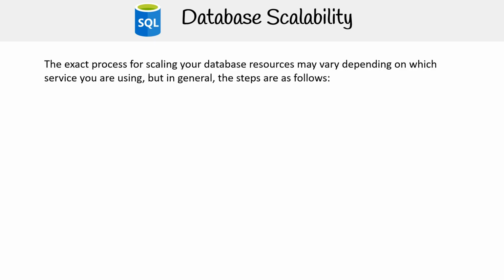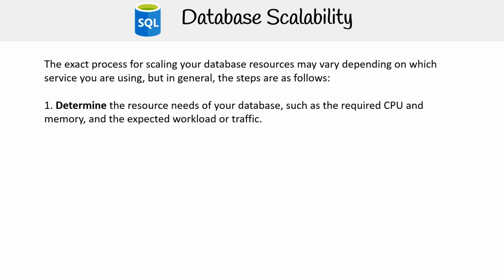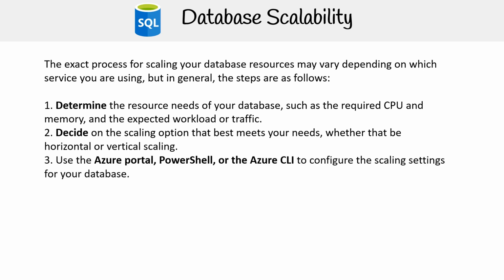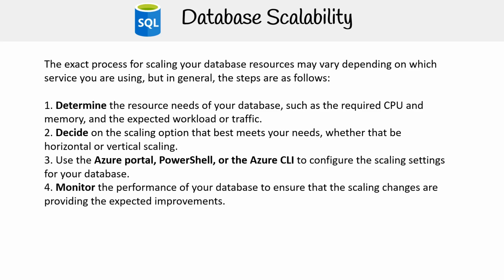The exact process for scaling your database resources may vary depending on which service you are using, but in general, the steps are as follows. Determine the resource needs of your database, such as the required CPU and memory, and the expected workload or traffic. Decide on the scaling option that best meets your needs, whether that be horizontal or vertical scaling. Use the Azure Portal, PowerShell, or the Azure CLI to configure the scaling settings for your database. Monitor the performance of your database to ensure that the scaling changes are providing the expected improvements.